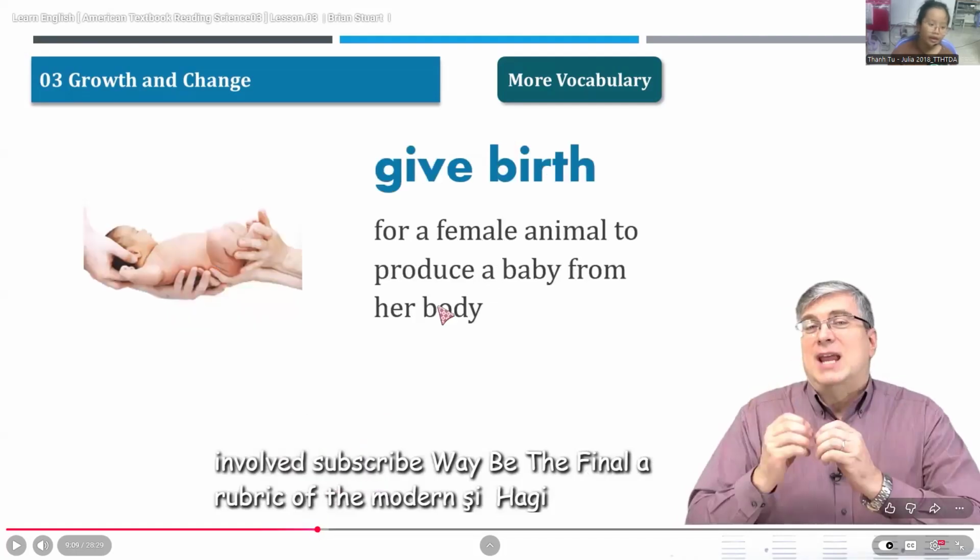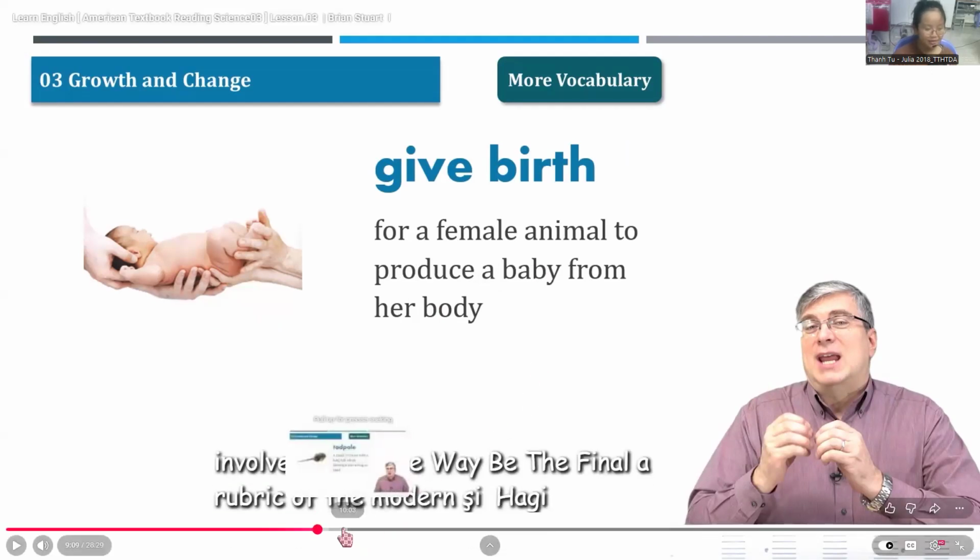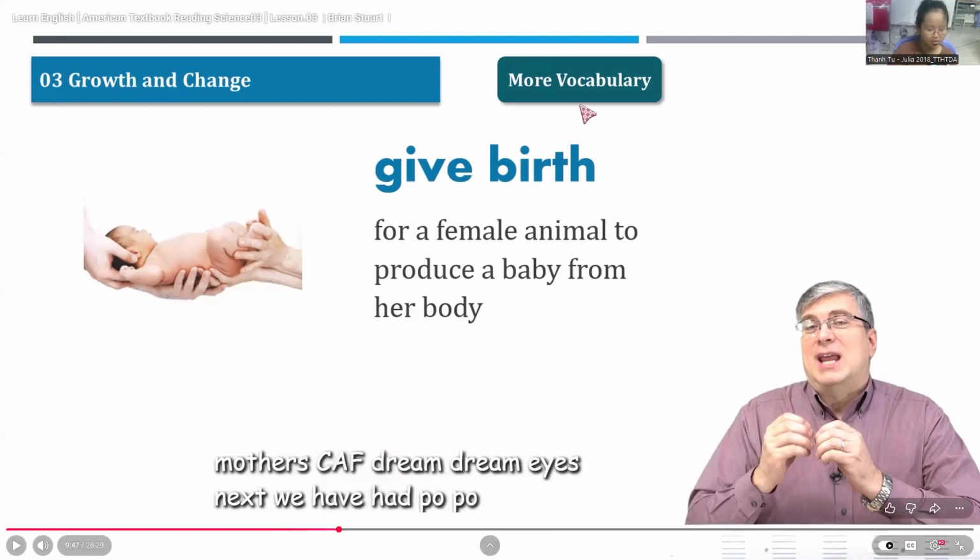Okay, next word, give birth. Give birth means a female animal produces a baby from its body. Like that. I don't want to talk about the human form because I don't know how to explain. Let's go to our next word.